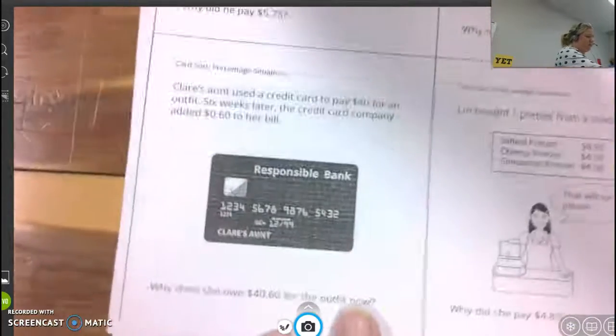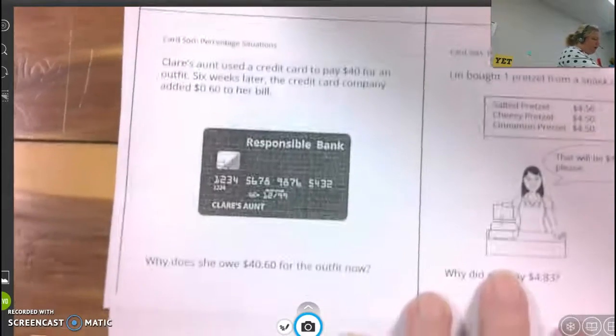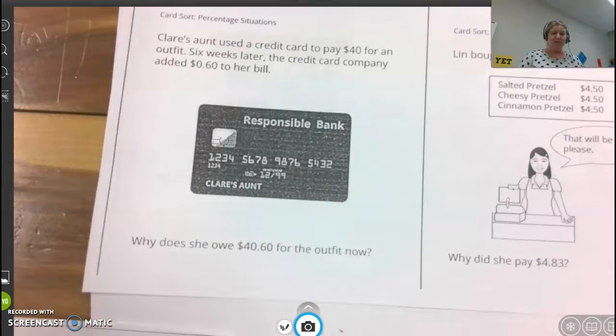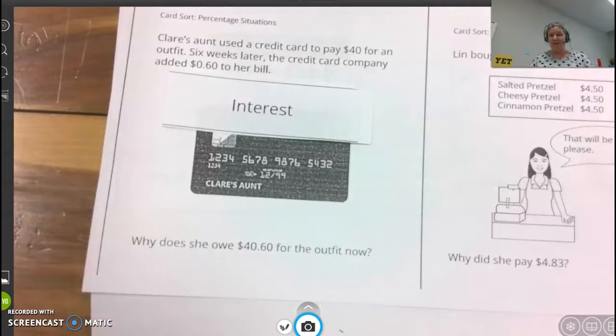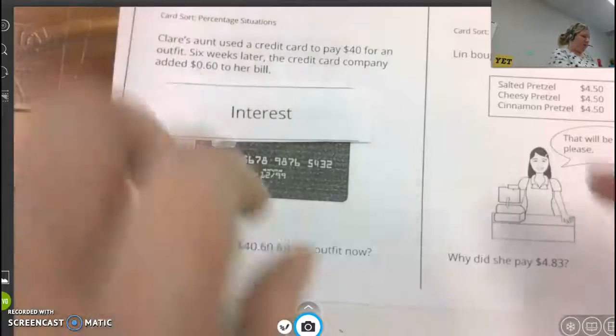I'm going to go down to the bottom of this page. Claire's aunt used a credit card to pay $40 for an outfit. 6 weeks later, the credit card company added 60 cents to her bill. Why does she now owe $40.60 for the outfit? Well, children, that's called interest. Credit card companies make you pay them a percentage of what you spend each month. That has to be paid each month. That's called interest, and it's an amount added on. Okay.